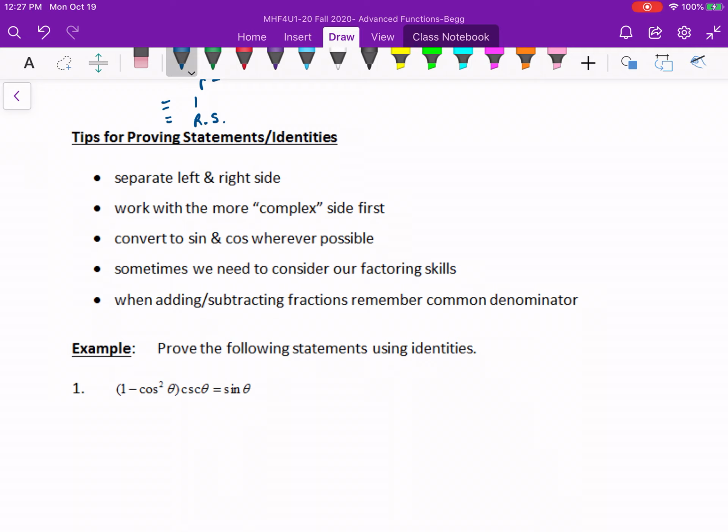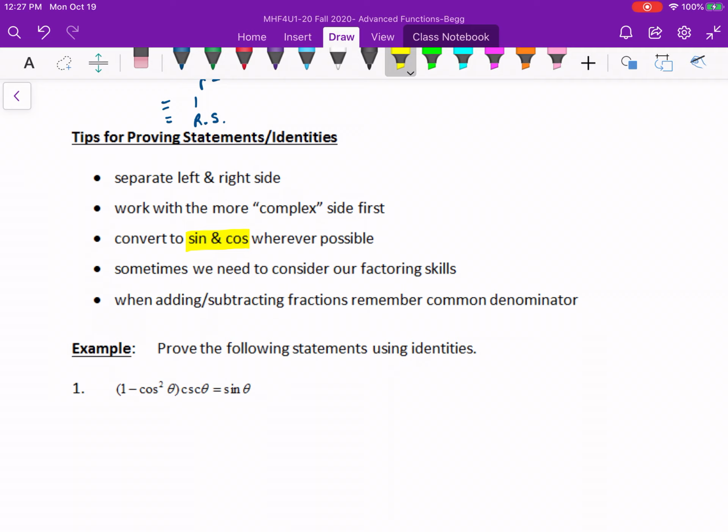Convert things to sine and cos wherever possible. So if you see a tan, for example, change that to sine over cos. If you see cosecant, change that to 1 over sine. Or if you see secant, change it to 1 over cos. It's easiest if we keep things in terms of sine and cos.